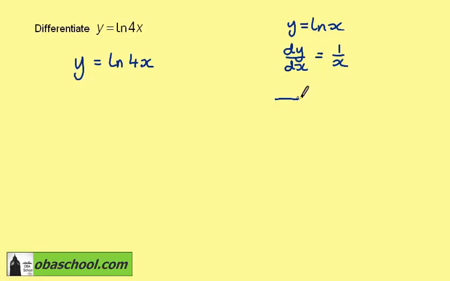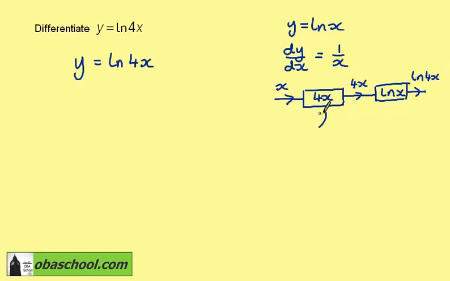We have ln 4x, so we have a composite function. Let's consider what happens to x. First, x goes into the 4x function, and then after, it goes into the ln x function. So we've identified our first function, which, remember, is the inside function when we consider the chain rule, and our second function, which is the outside function.